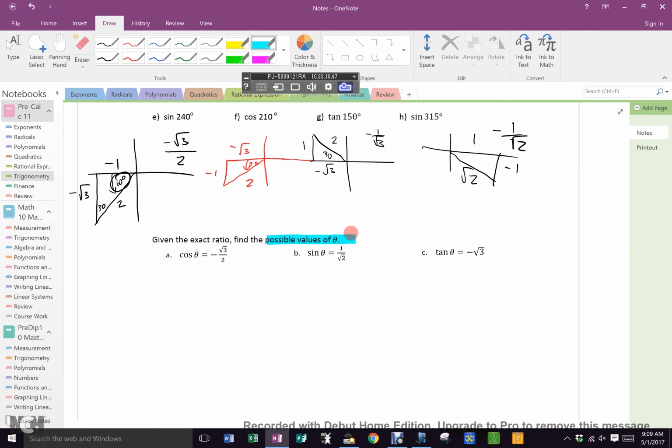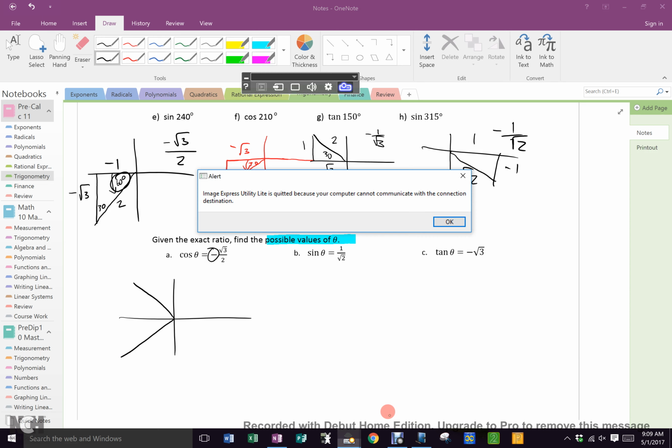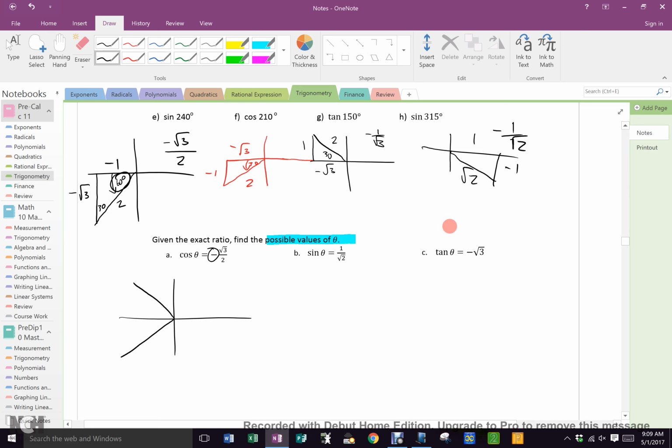There might be more than one, yes? So, for my cos to be negative, where must it live? Over here somewhere, yes? Right? Okay. Probably. And since it's root 3 and 2, what do you know? Is it a 30, 60, 90 or a 45, 45, 90? 30, 60, 90, right? Which one of them has to be 2?